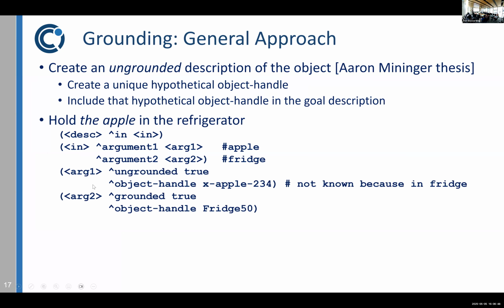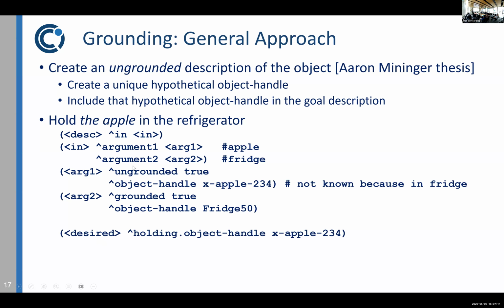And I actually get to show Soar representation. And so we're going to say that argument 1 is ungrounded and it has object handle this. Oh, it would also say that it's of category apple. Forgot to say that. So it's going to know that it's category apple. And this, well, we've already grounded it and we figured it out. So this is going to be the description that we work with.